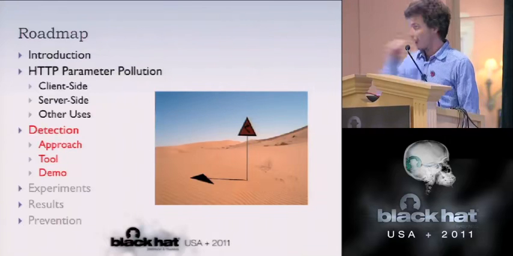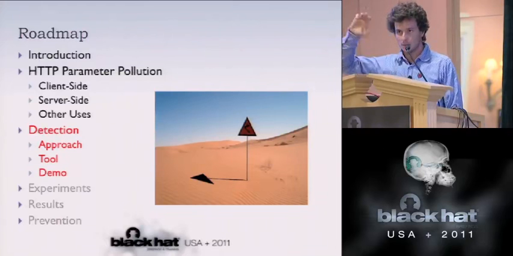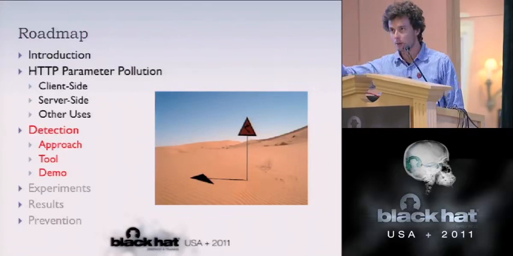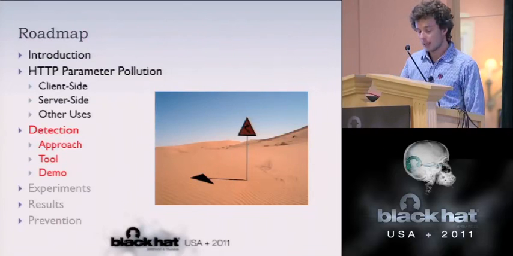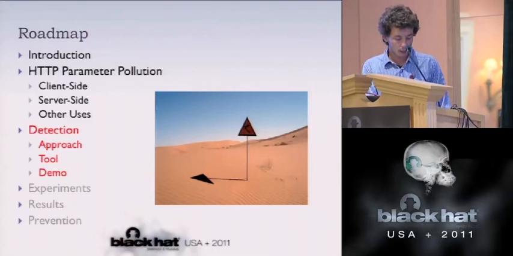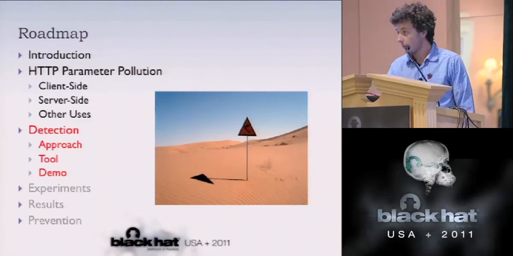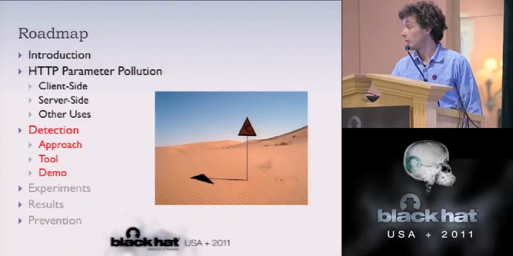So here, I showed you what HTTP parameter pollution is, and I gave you an idea of what kind of client-side attacks you can do, and what kind of server-side attacks you can do. And now we go into the detection. So the question is: is there a way to detect this problem in an automated way? Yes, there is a way. There are actually different ways.